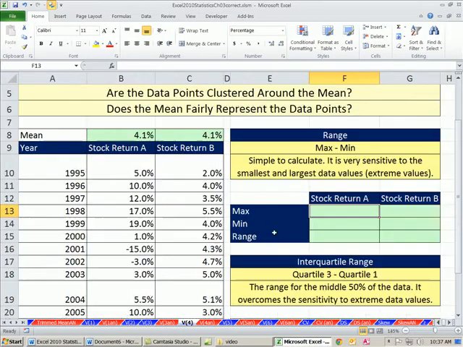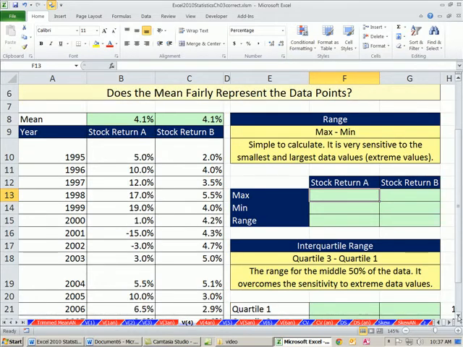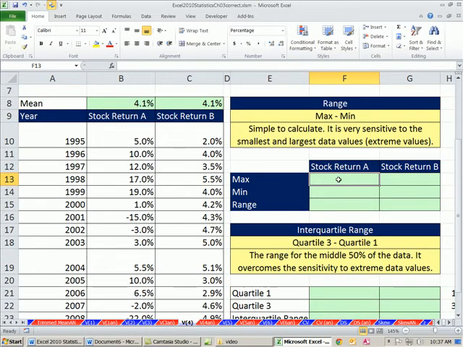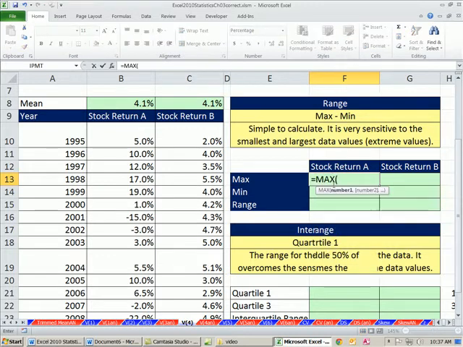We're going to look at our first 2 measures of dispersion. The first one is range: max minus min. It's simple to calculate. The numbers between the max and the min are called the range. It's very sensitive to the smallest and largest data points, the extreme values, and it only uses 2 points. No problem, it still is useful. I'm going to calculate the max for stock A.